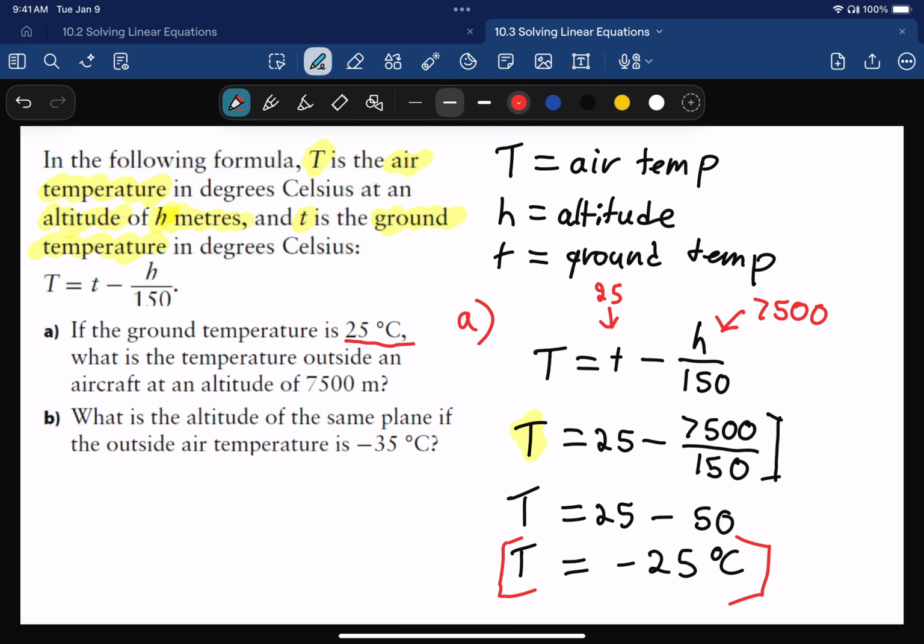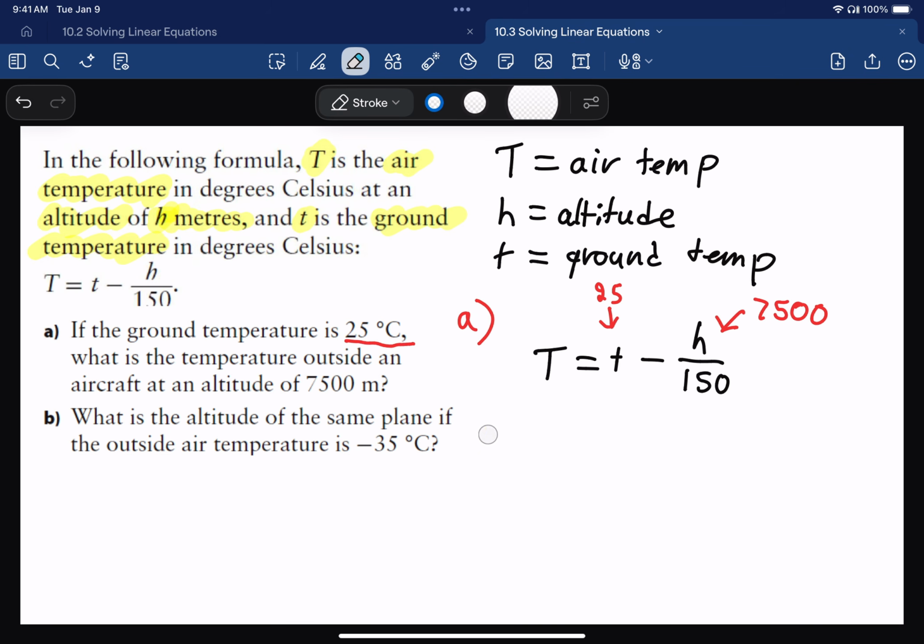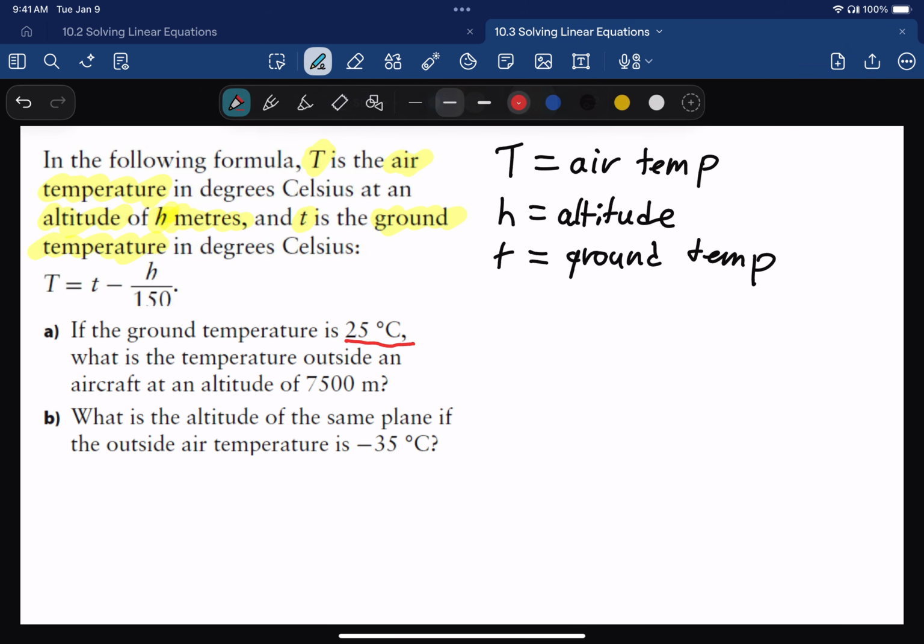Nice. And now let's try B. What is the altitude of the same plane if the outside temperature is negative 35 degrees Celsius? So now we're taking the same plane and we are trying to find the altitude h. So let's plug in our numbers again. I am going to just erase this. If you want to see that A question, just rewind the video. Let's try B here.